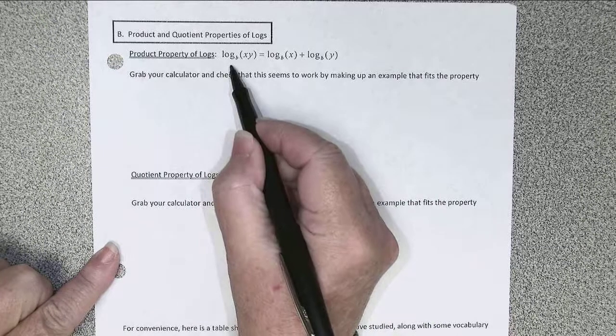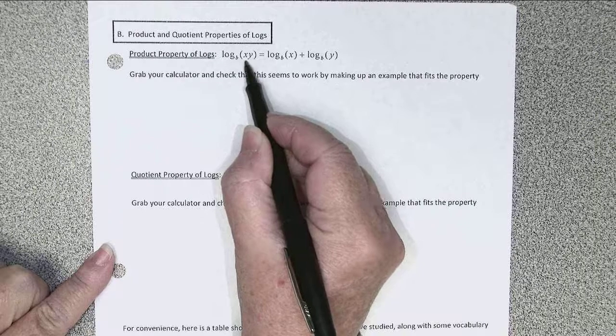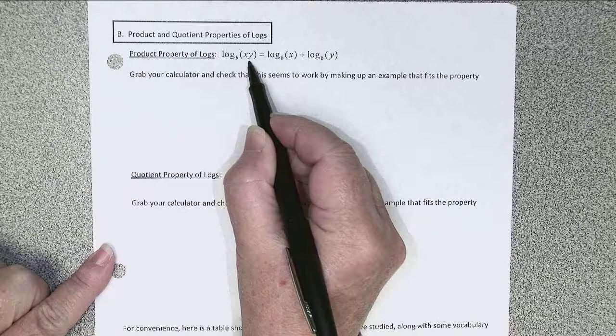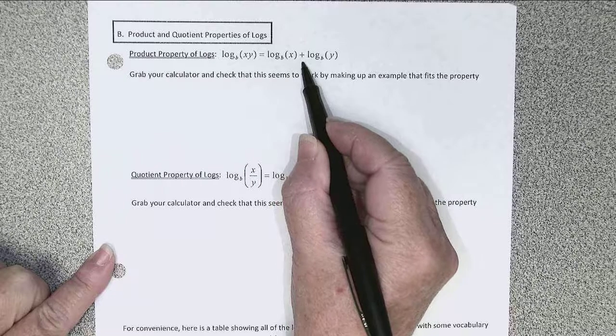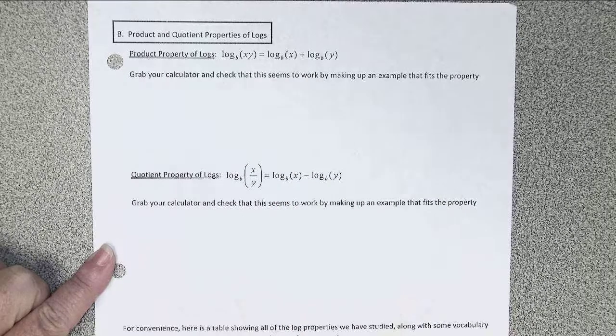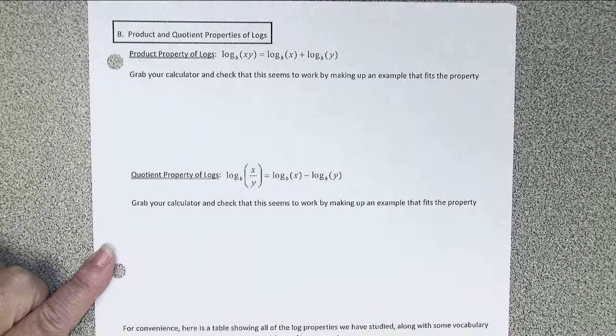Here's the product property. It says that if you take the logarithm of a product, x multiplied by y, that's the same as the log of x plus the log of y, provided I stay with the same base, of course, all the way through. We're going to make up a problem that would allow us to at least check and see that this works in one example.